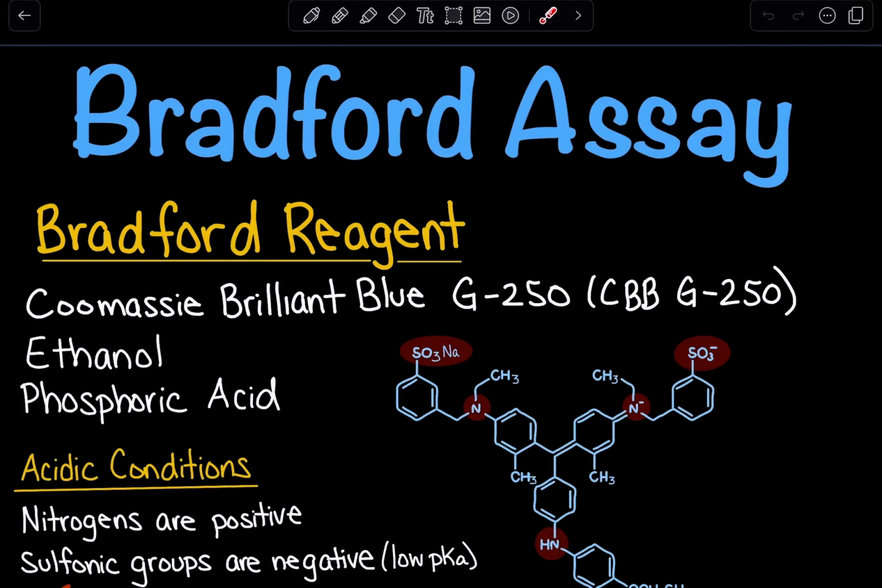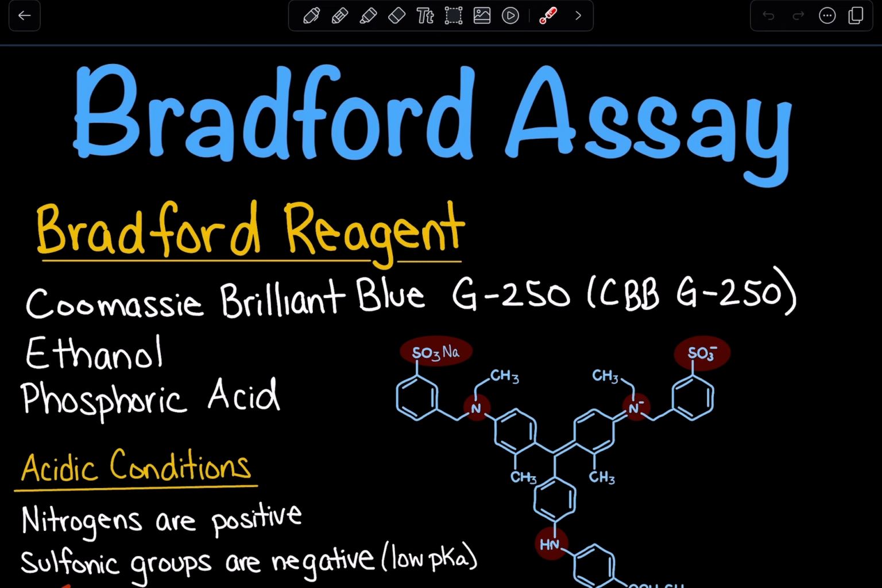So here we are going to go over the Bradford assay. Now this is a technique used to quantify proteins. Specifically, it is a colorimetric assay, and it is essentially utilizing an interaction between a light-absorbing molecule and the protein of interest to understand what the concentration of our protein is.